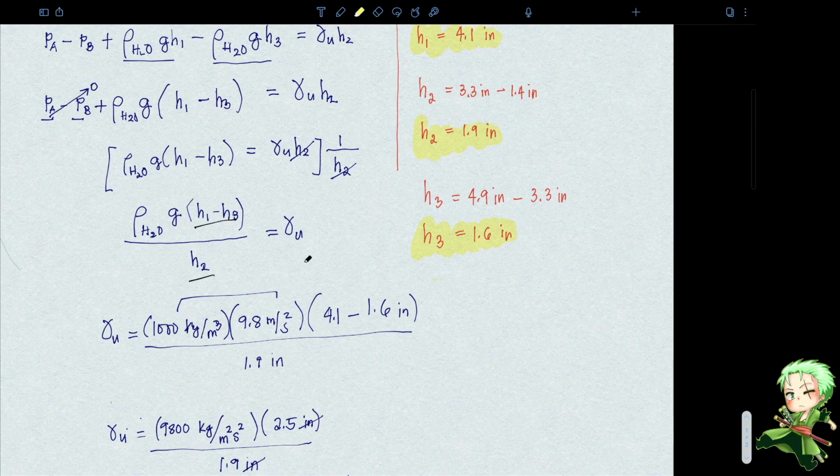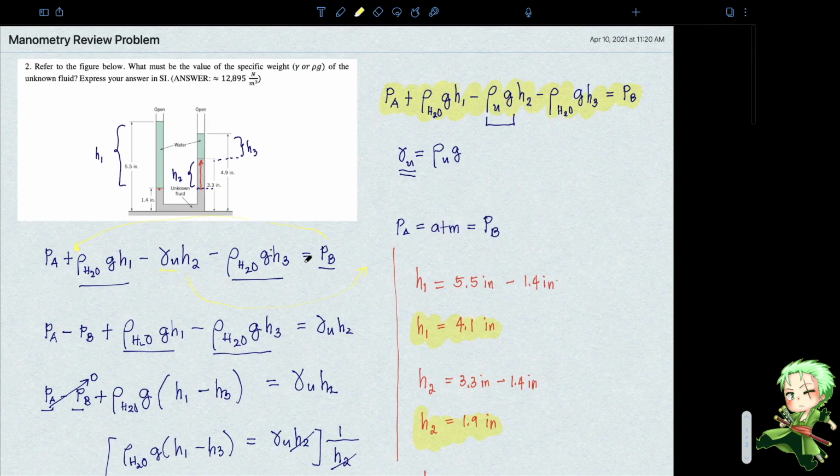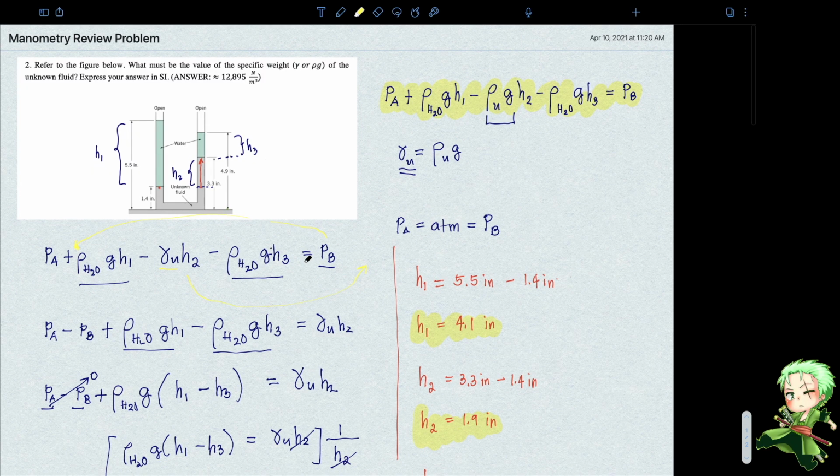12,894.74. So let's check whether we arrive at the same result. So it's 12,895, which is just the rounded off value of what we get. So that is how you solve this manometry problem.